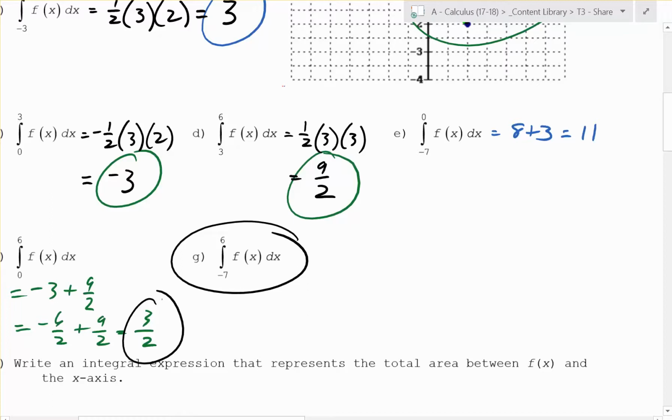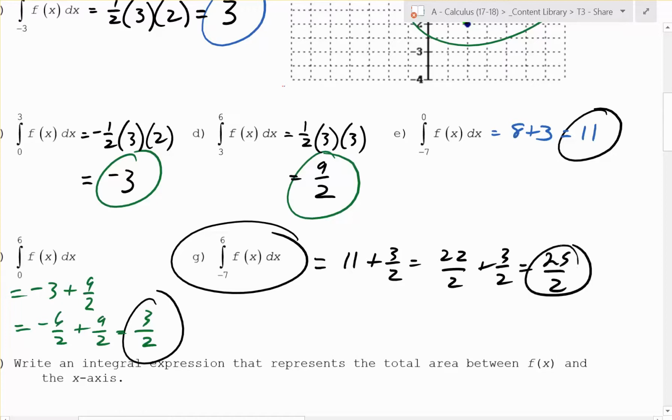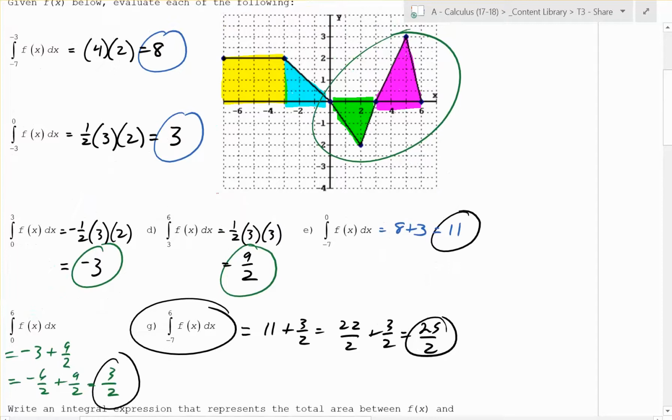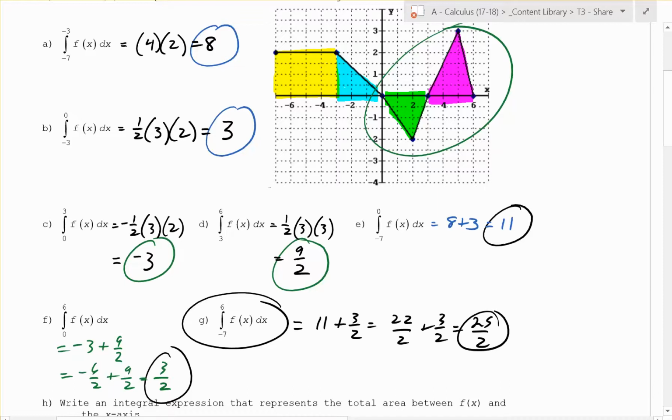Now what happens if you add them all together, all 4 pieces? Well, we did these two together already, so you just need to add those together. So it's going to be 11 plus 3/2 is equal to 22/2 plus 3/2, which is equal to 25/2. So in this case, we could find the exact areas underneath these, quote, curves, because they are straight lines and pretty easy to find the areas of because they're rectangles and triangles.